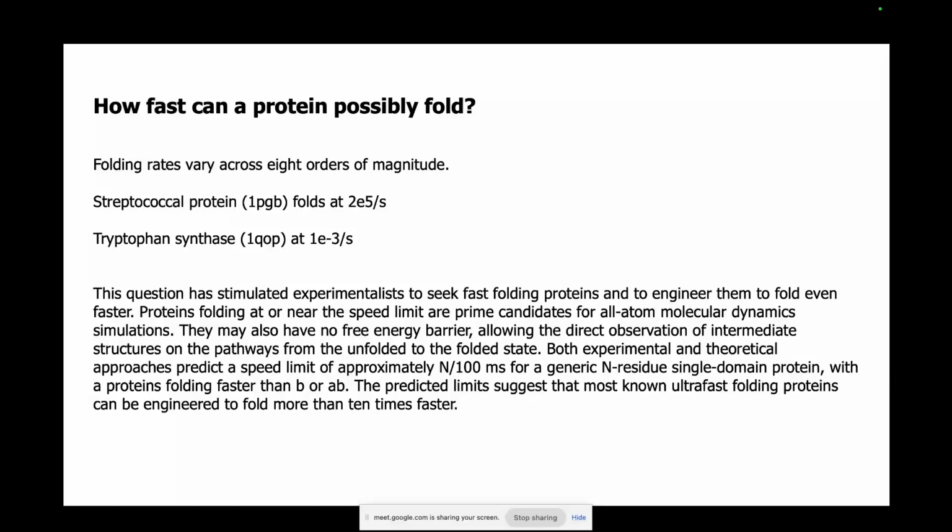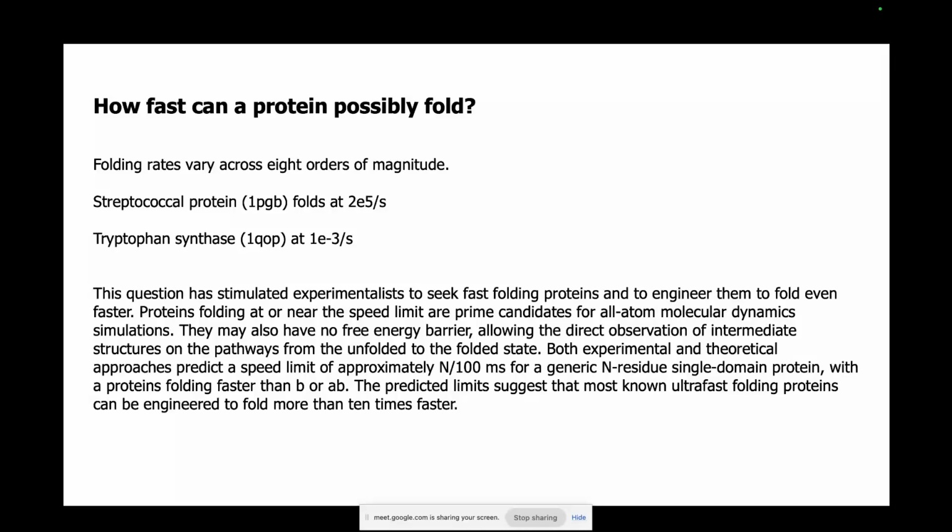But why do we need to know this, right? The question has stimulated experimentalists to seek fast folding proteins and to engineer them to fold even faster. Proteins folding at or near the speed limit are prime candidates for all atom molecular dynamic simulations. So if you're doing any kind of MD simulation exercise, fast folding proteins are the ones to go for, right?